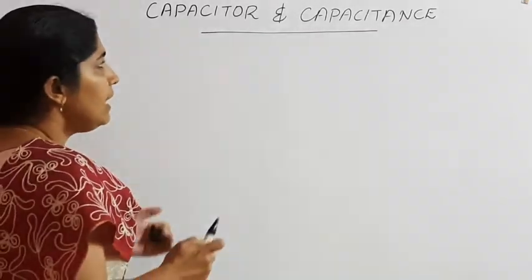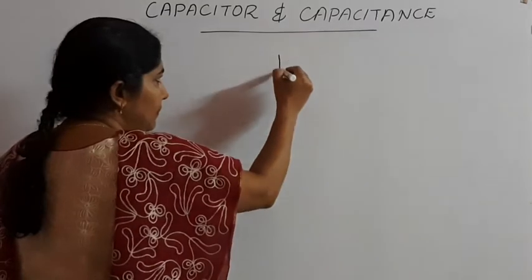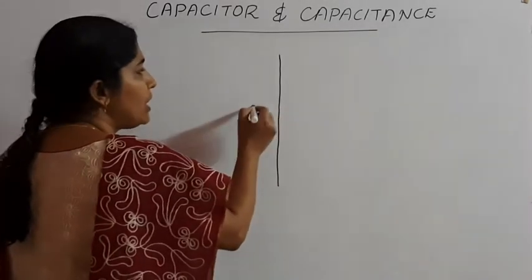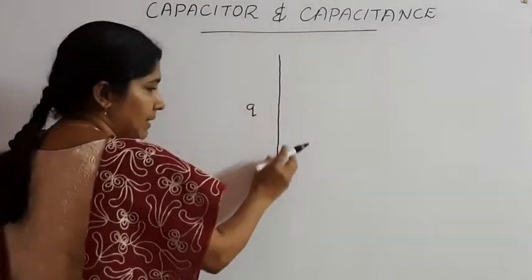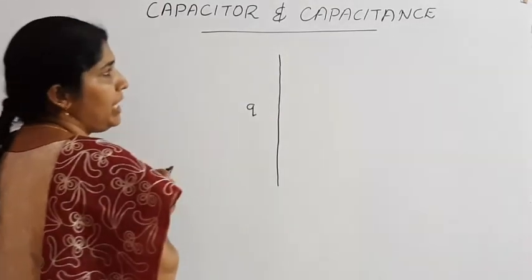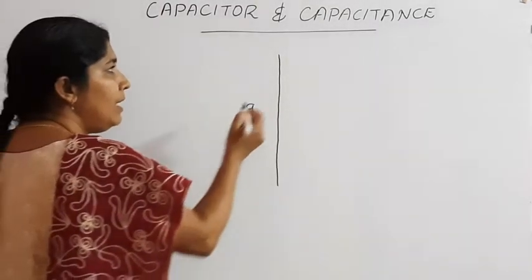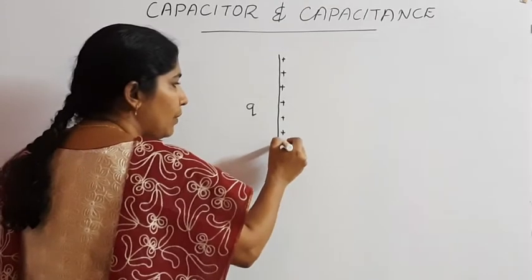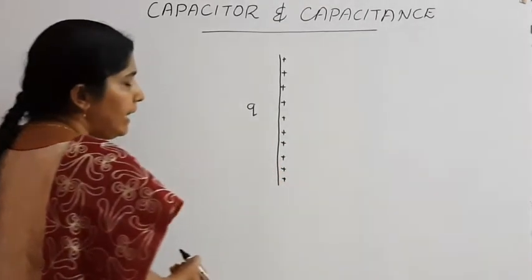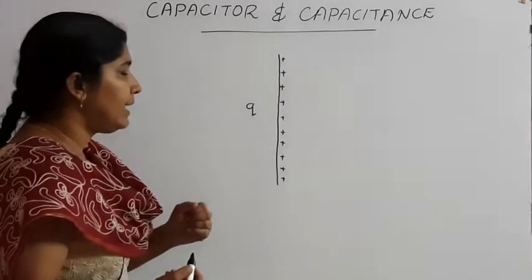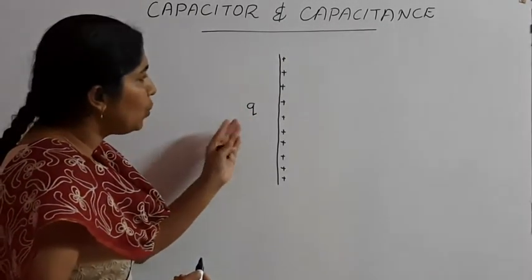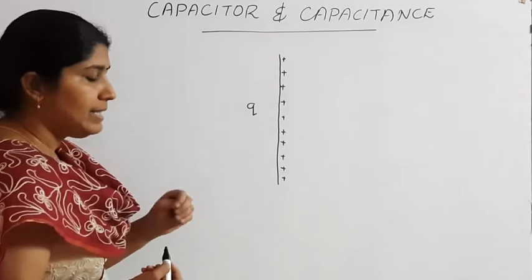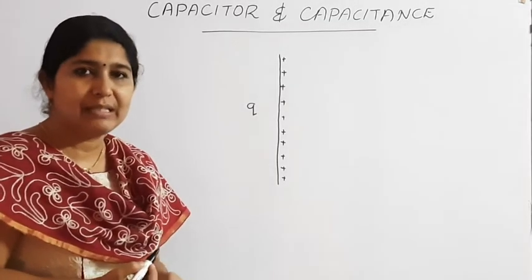For this, consider a conductor. To this conductor, a charge Q is given, or consider a plate, to which a charge Q is given. Then what will happen? The charge is distributed uniformly on its surface. Then what happens to the potential of this conductor when the charge given to it increases? Its potential also increases.